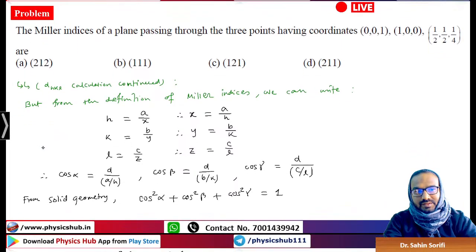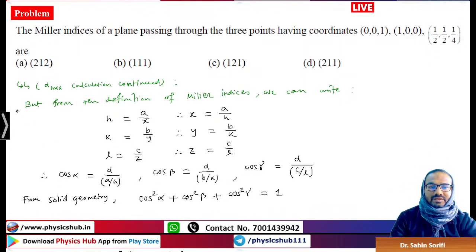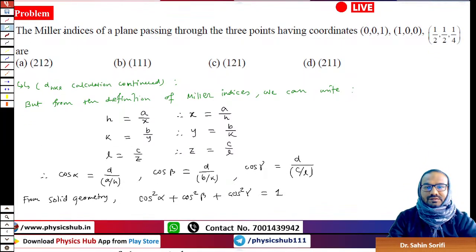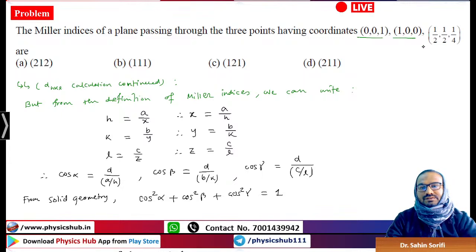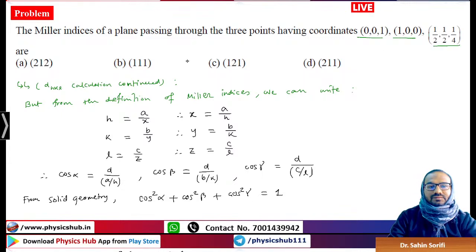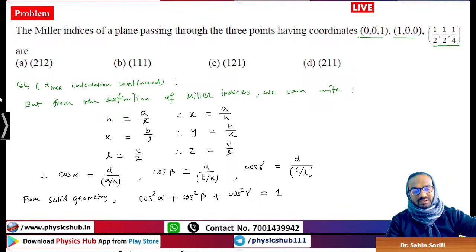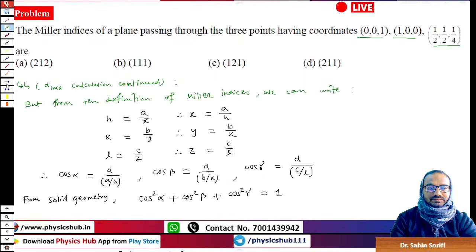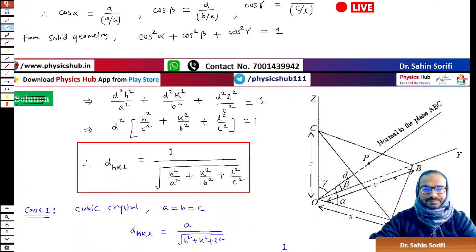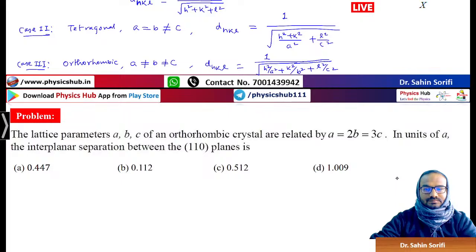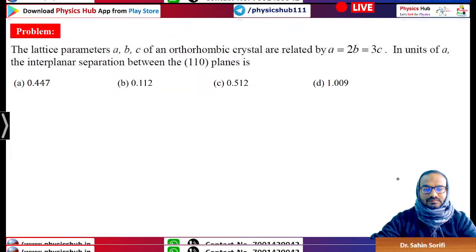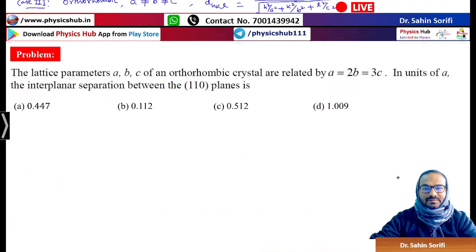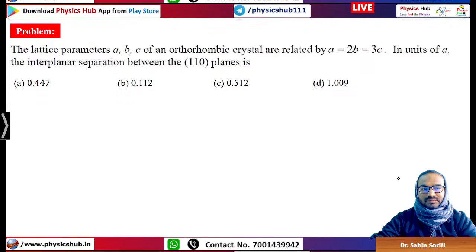You can give it a try for this problem. The Miller indices of a plane passing through the points having coordinates 0, 0, 1, 1, 0, 0, and 1 by 2, 1 by 2, 1 by 4 are. So what is it actually asking you? So you have to find out a plane. Okay, let's first do this problem, then we'll go for that problem.